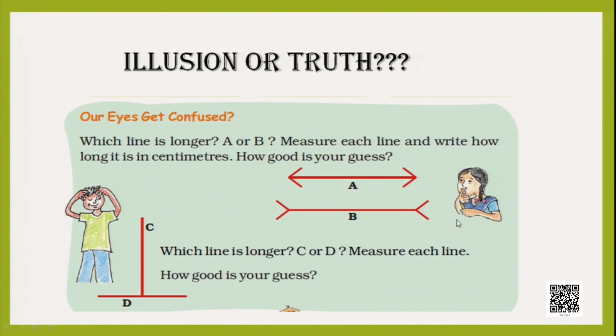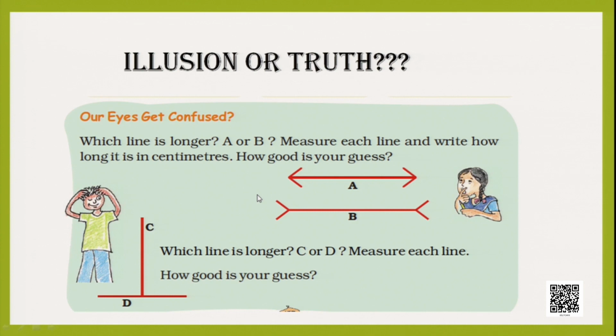Now you can see this picture. Here Meena and Mohan are a little bit confused. There are two lines over here. This is line A and this is line B. Meena is saying A is smaller than B, whereas Mohan is saying no, A and B are both of equal length. Now children, to find out the truth, what should we do? Yes, we can measure the lines and find out whether Meena is correct or Mohan is correct.